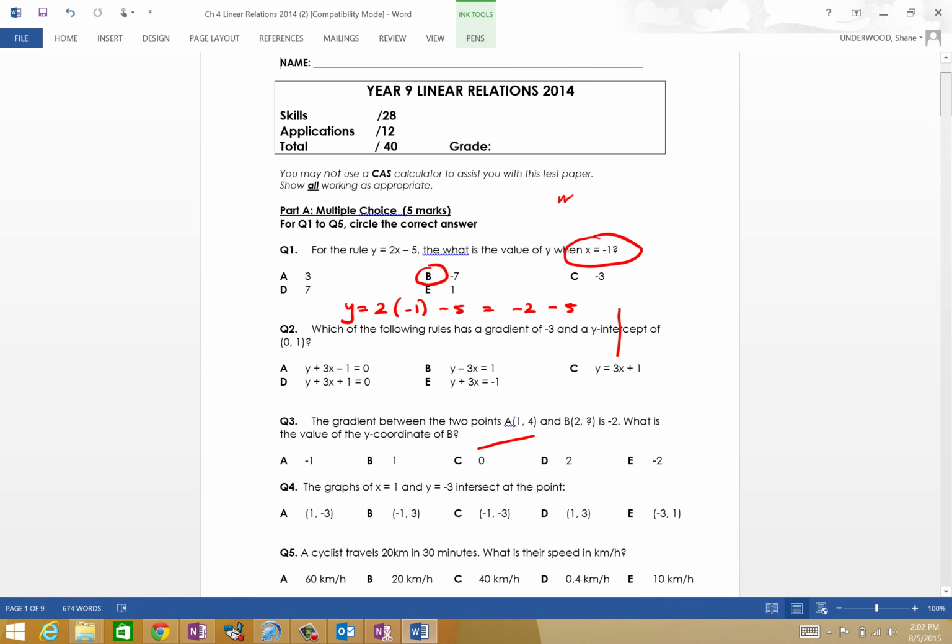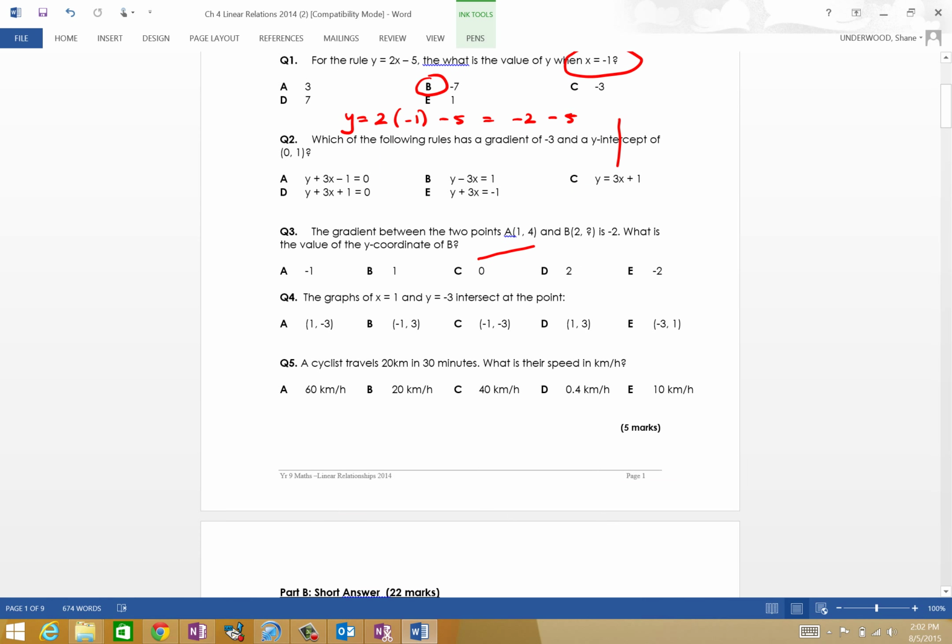Now, which of the following rules has a gradient of -3 and a y-intercept of 1? So we've got y is equal to -3x and a y-intercept of 1 would be +1. Is that any of those there? No, it's not. However, if we rearrange one of these, which one could give you this? Well, if I look at A, if I subtract 3x from both sides and add 1 to both sides, that's going to give me y is equal to that one. So the answer is A.